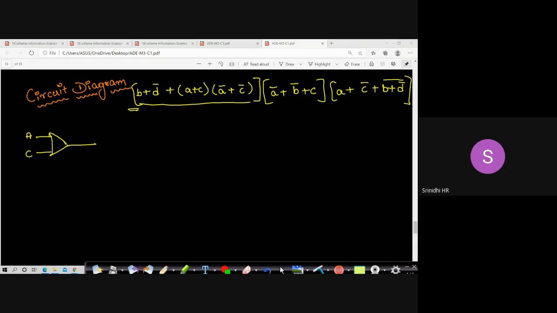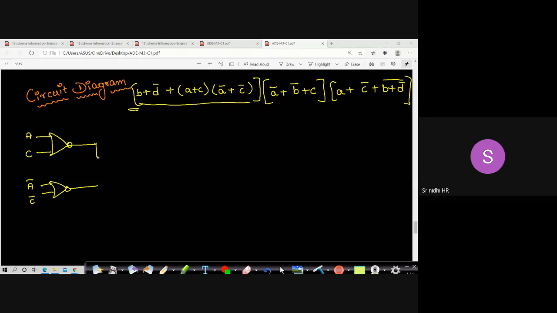Since I'll be writing the circuit here, observing the questions. So this is NOR. I need to NOR this. Next I have A bar plus C bar. So here I'm having A bar, here I'm having C bar. I'll be giving them to one NOR gate here. Okay, so the output will be like this.